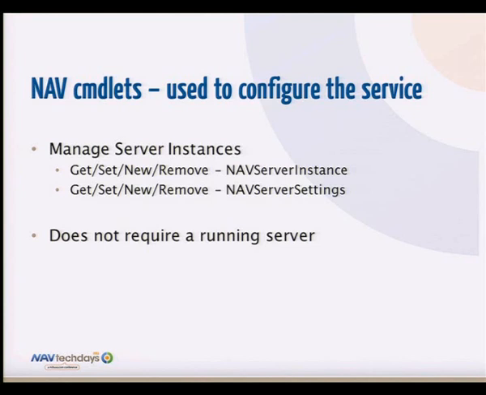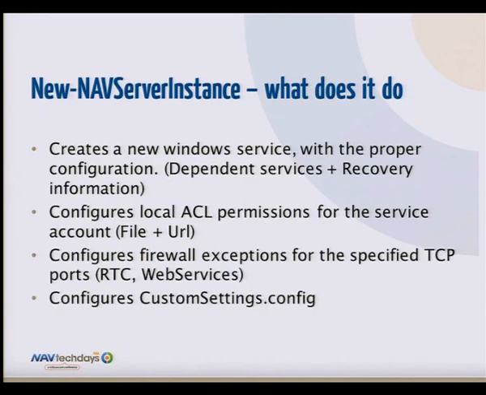And these are also used in the demo we saw before for the management pages in AL. So you can actually use those to list the servers, see the state of the servers, change the state of the servers, and restart and what have you. And it's very simple. It's basically just a one-liner in NAV. Doesn't require a running server. No, they're used to configure a server so you can run it. So what does it do? I'll just take one of them, New-NAVServerInstance. What does it do? Well, it creates a new Windows service.